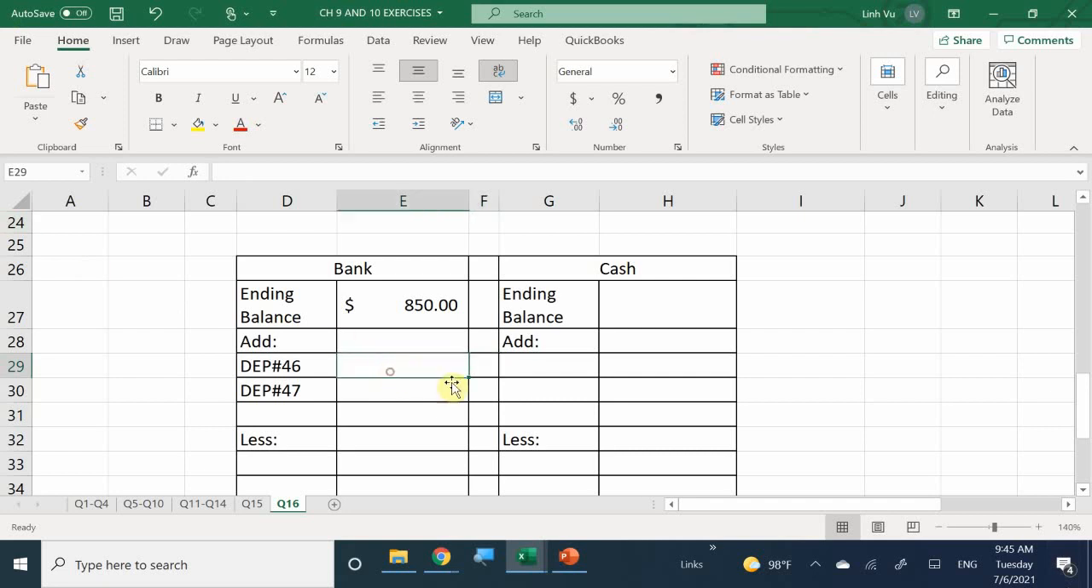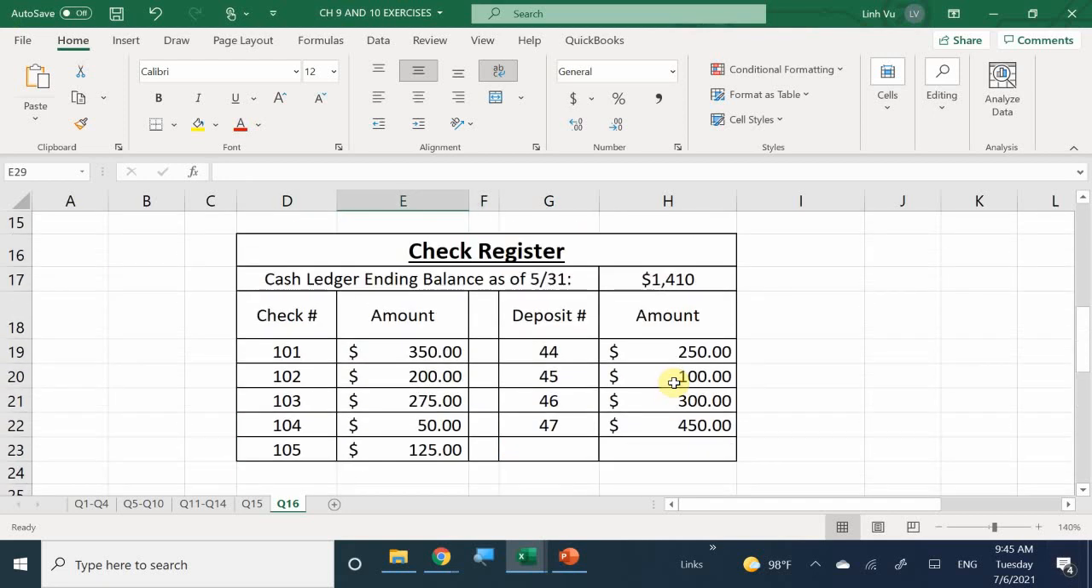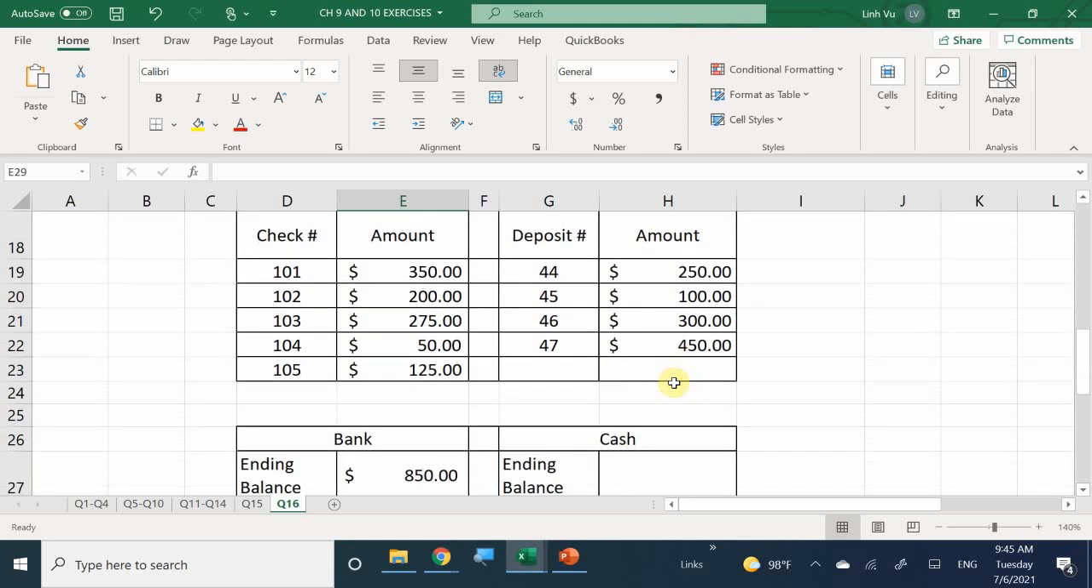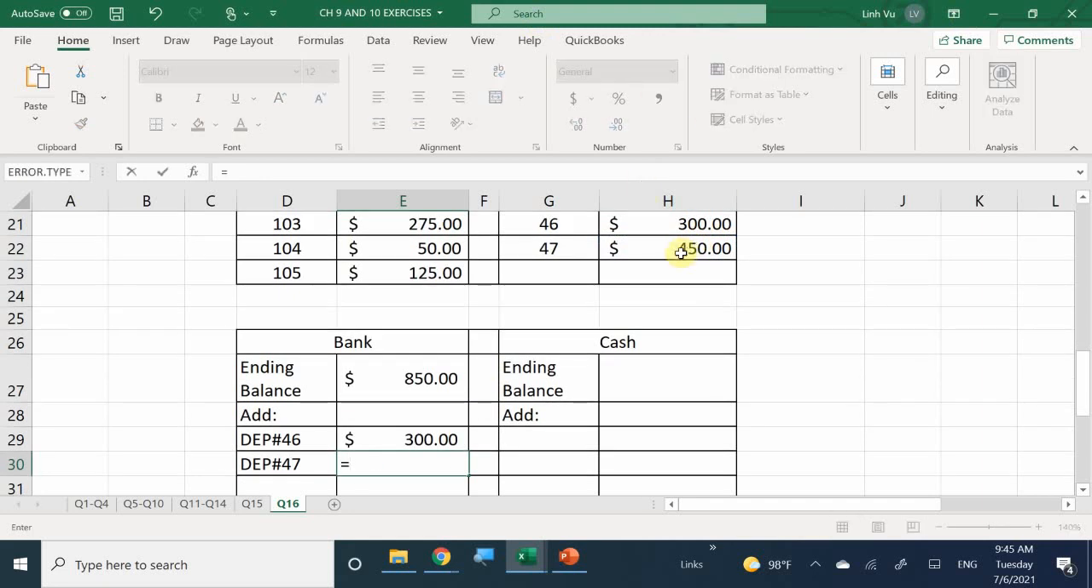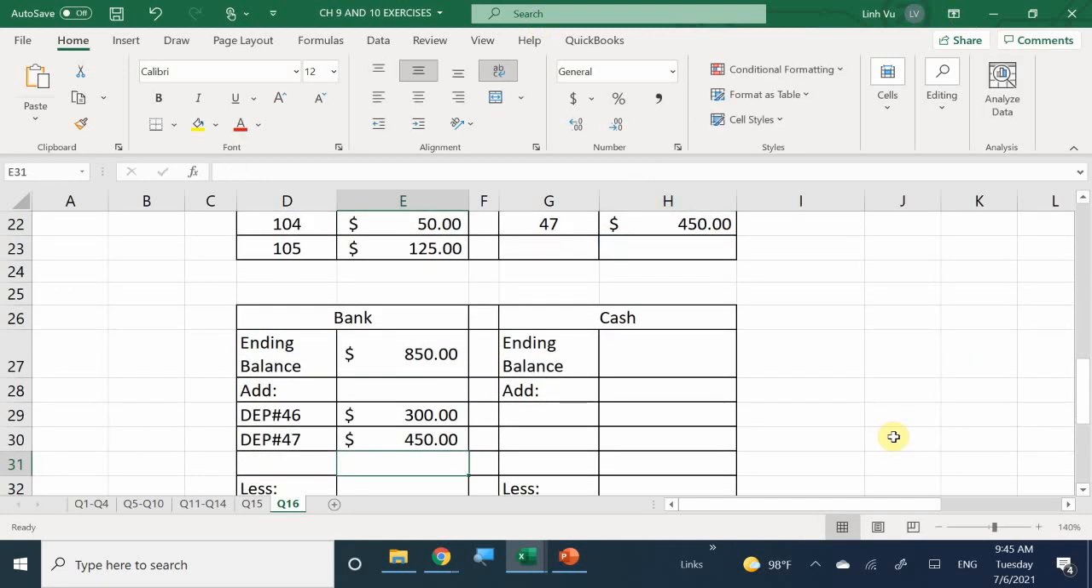So what was my total deposits for number 46 and number 47? 300 and 450. So the first one is for 300 and deposit 47 was for 450, okay? Because on my books, I said I should have that money already in my bank account. But the bank says no, it's still processing the money. Okay? So I need to add it to my bank account because it should appear in my bank account. Okay?